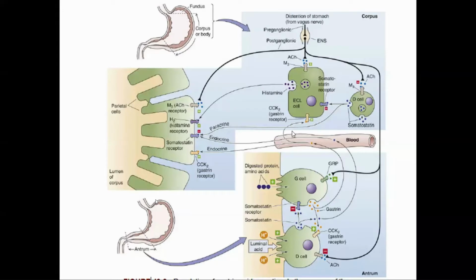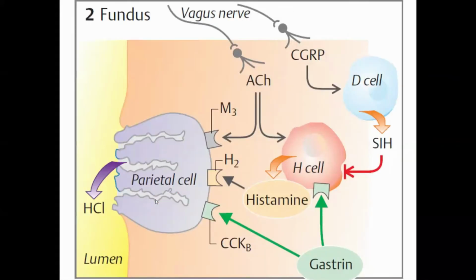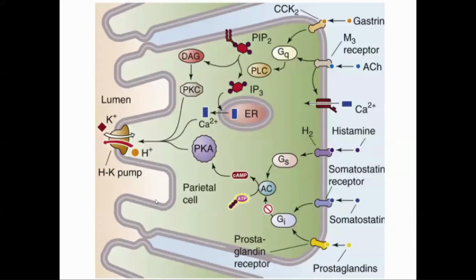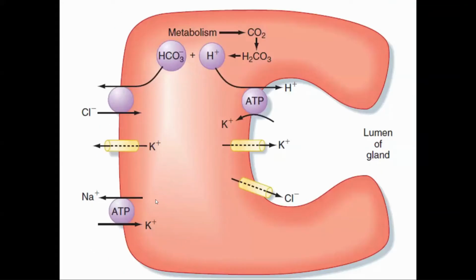In the parietal cell, the carbon dioxide and water combine together and form carbonic acid. I'll revise it once more, so that it will be easier for you. Due to metabolism, carbon dioxide is produced in the parietal cells. This carbon dioxide combines with water to form carbonic acid.